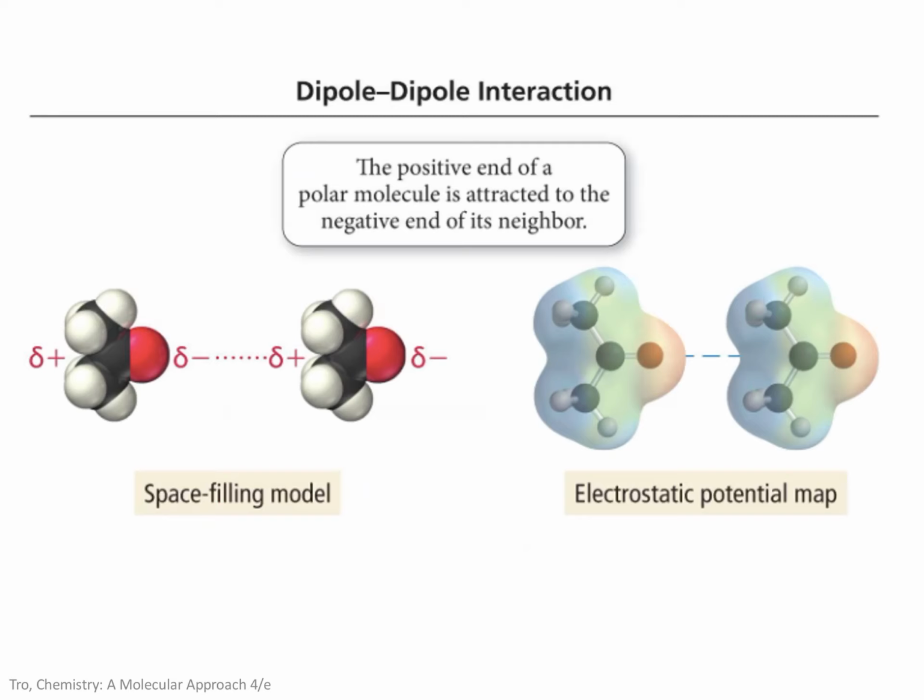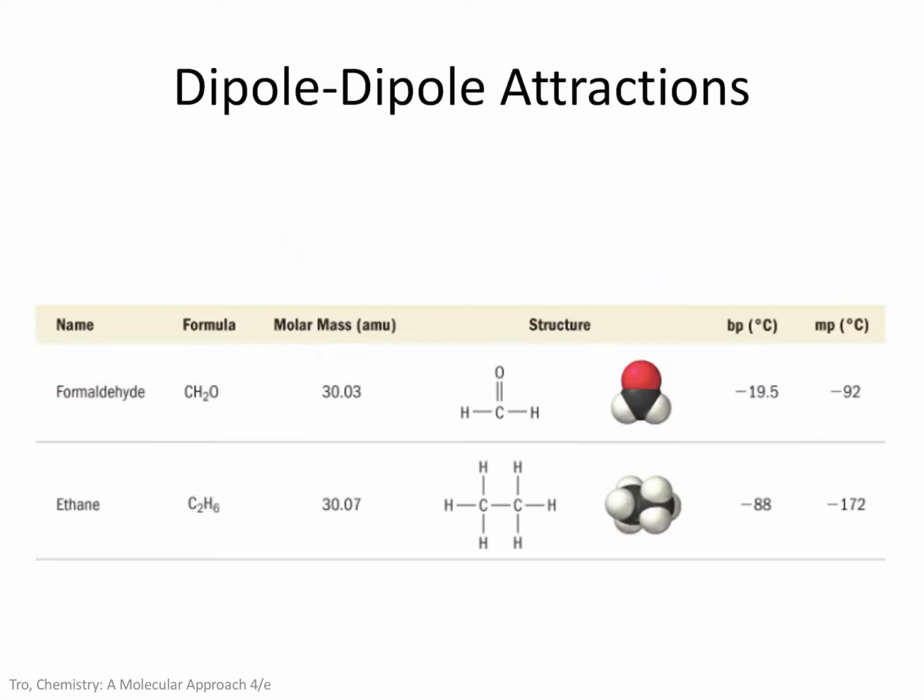Here you can see another little picture, the space-filling model, showing that our attractions are constantly occurring between the partial negative and the partial positive of the neighbors, being a permanent dipole. Now, thinking of how we can compare them, we know that all molecules, including polar ones, have dispersion forces. We know that the London dispersion forces increase with increasing molar mass. Now, polar molecules have an additional dipole-dipole force. So we can have a molecule that can just have London dispersion, or you can have a molecule that can have London dispersion and dipole-dipole.